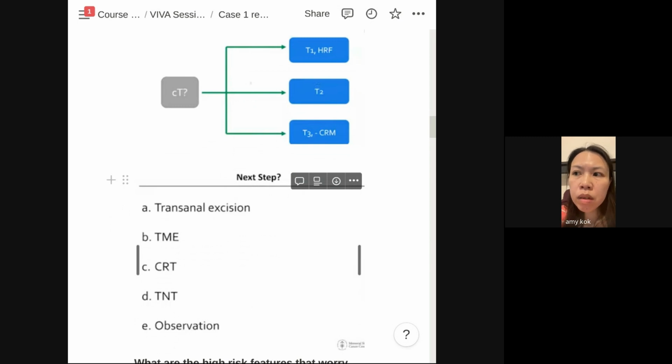The reason is it's not a T1 lesion, and also there is possibility of lymph node mets. So I don't think local excision is a good choice in her case.